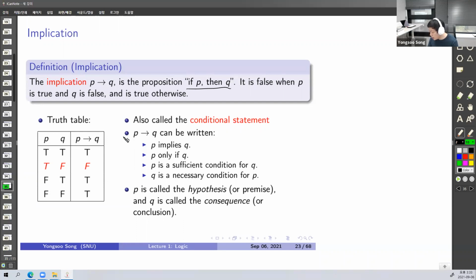And this implication is also called the conditional statement, and if P then Q can be written as P implies Q, or P only if Q, or P is a sufficient condition for Q, or Q is a necessary condition for P.